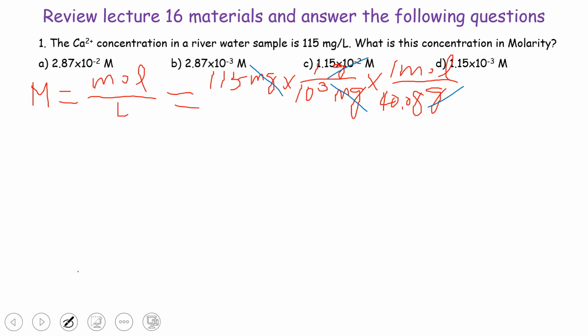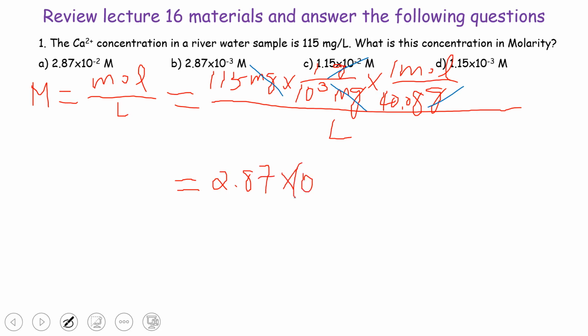So now you see we have number of moles on top. Just like here, M equals mole, so on top we have moles. Then on the bottom we just copy that liter given in the question. Then you just work with your calculator, and you should be able to get an answer of 2.87 times 10 to the negative 3 molar. Then B is the correct answer for this question.